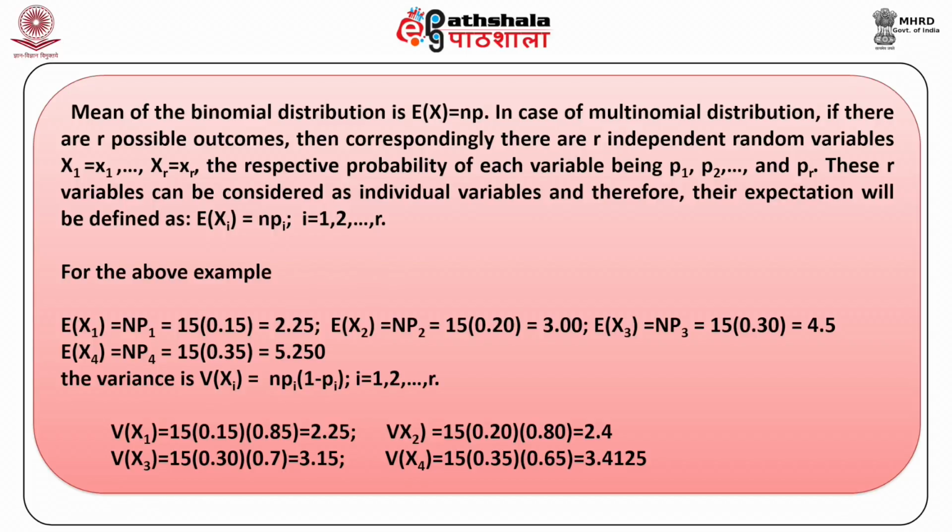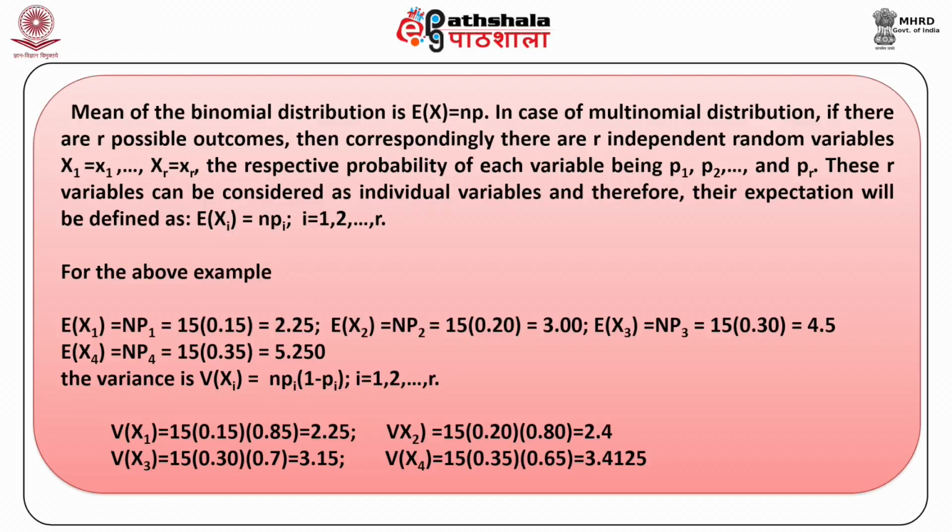So for the above example, which means our newspaper example, expected value of X1 is equal to np1, which is 15 into 0.15 and is equal to 2.25. Similarly, expected value of X2 will be 15 into 0.20, equal to 3. Expected value of X3 is equal to np3, which is 15 into 0.3, equal to 4.5, and the expected value of X4, np4, is equal to 15 into 0.35, equal to 5.25.